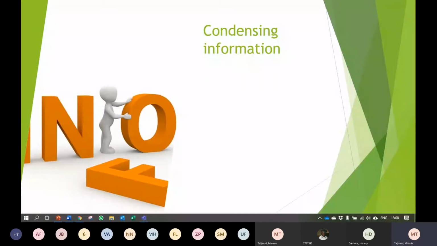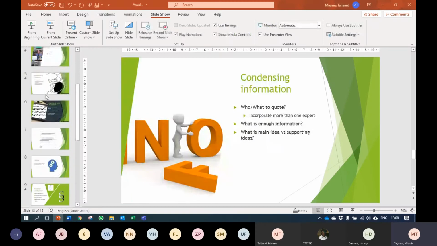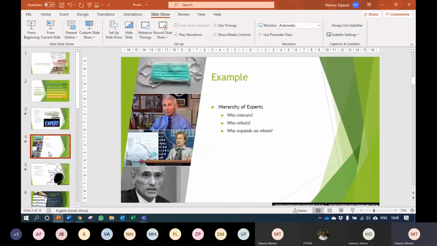So how do I condense information? If we go back to my example of the 3 experts with 1 problem. Dr. Fauci agrees that people should wear masks. He is more well known, he is more of an expert than Dr. Birx.